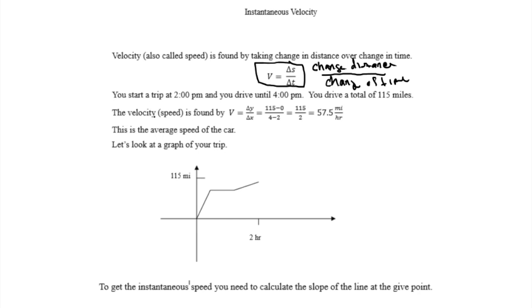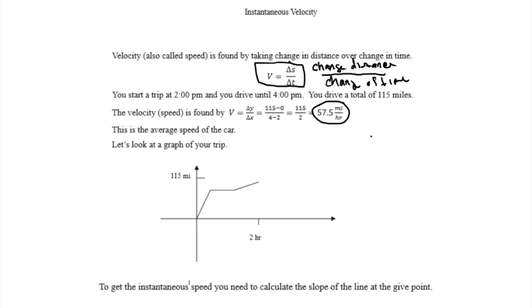Again, the velocity or speed is found by, this time we're going to use y and x, so the change in y over change in x. This is just like finding the slope of a line going through two points. The change in distance is 115 take away 0, so that's 115. The change in time going from 2 o'clock to 4 o'clock is 2. So 115 divided by 2 gives an average velocity of 57.5 miles per hour. That's just a real basic example of how to determine the velocity.